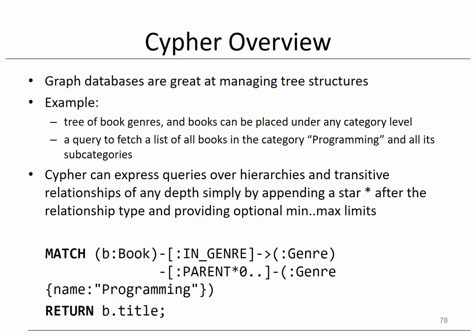Yet, Cypher can express queries over hierarchies and transitive relationships of any depth simply by appending a star after the relationship type and providing optional min-max limits in the match clause. You can see this illustrated in the query at the bottom. All books in a category programming, but also in any possible subcategory, sub-subcategory, and so on, will be retrieved.